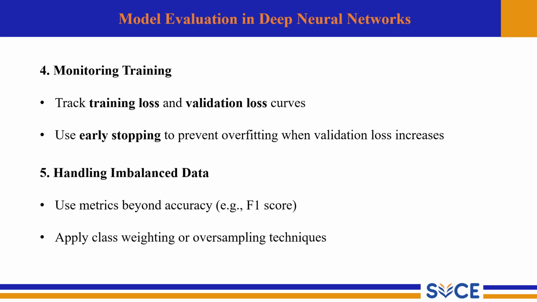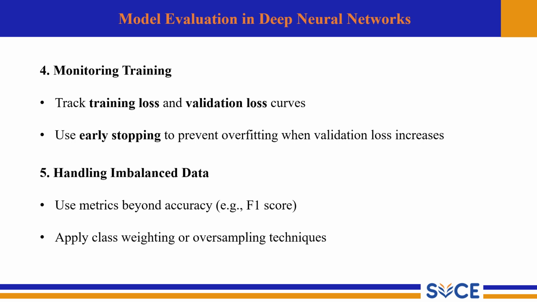Then the next one is handling imbalanced data. It is a common challenge in deep neural network learning. Sometimes one class in our data has way more examples than the others. For example, imagine trying to detect rare diseases. Most people are healthy, so the model sees very few cases of the disease. If we only look at accuracy, the model might seem great, but just by guessing the majority class.